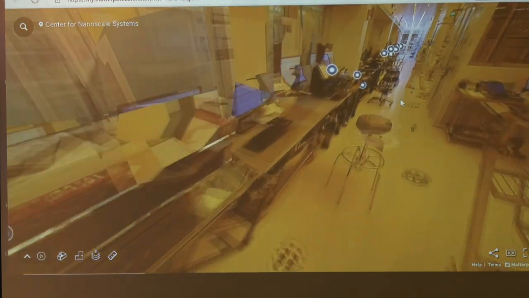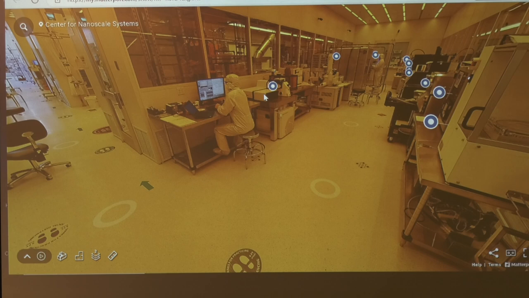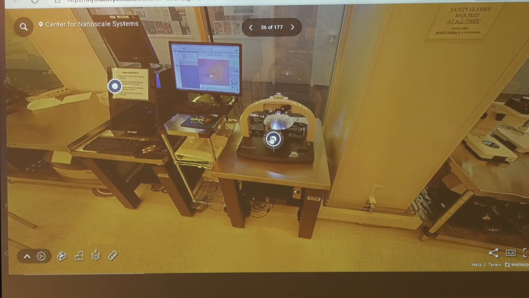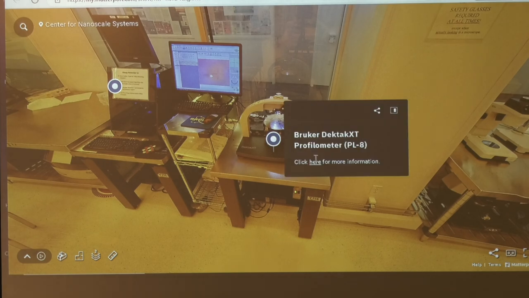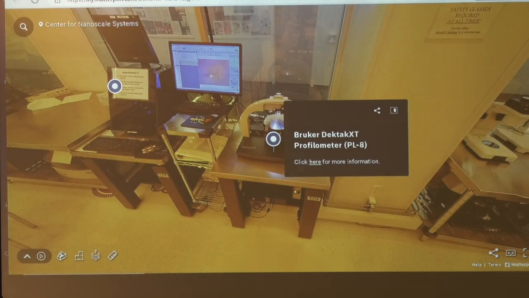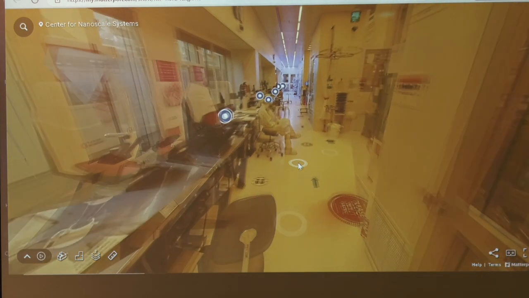And you see here, this originally was a wet process bay, but it's occupied with other SEMs and the surface treatment tools. I want to show you here, you can click the button and see all the details of that tool. This link is open to the public. You can go to CNS and get more information. But the reason I want to show this is that our space is fully occupied.